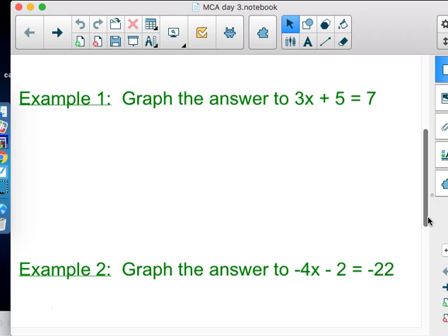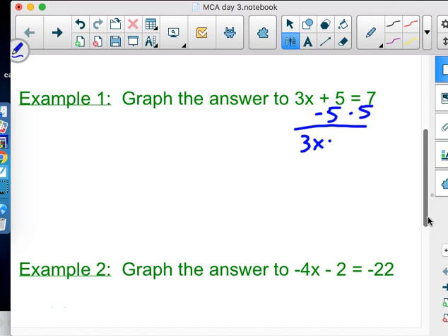So this says we're supposed to graph the answer to 3x plus 5 equals 7. Well, to do that, we would need to know what the answer is. That's some basic algebra, isn't it? Let's subtract 5. And divide by 3. Well, and we'd make ourselves a little number line.